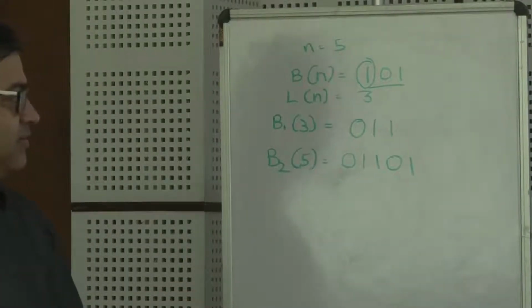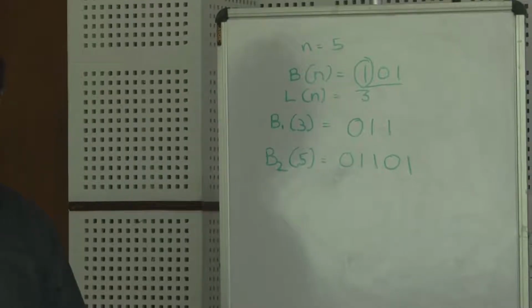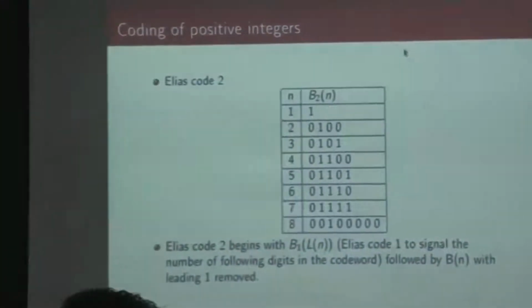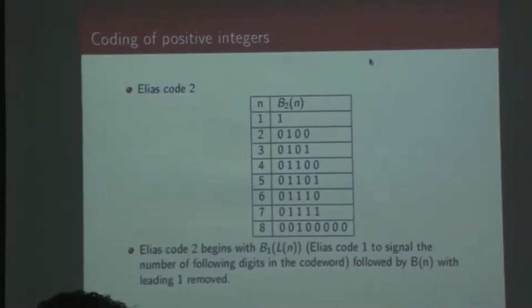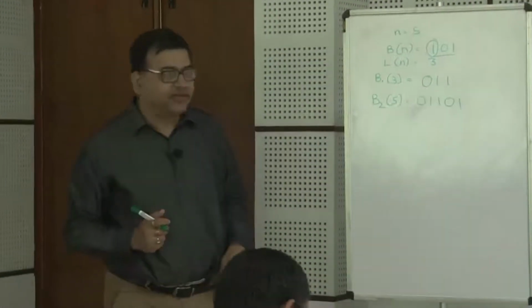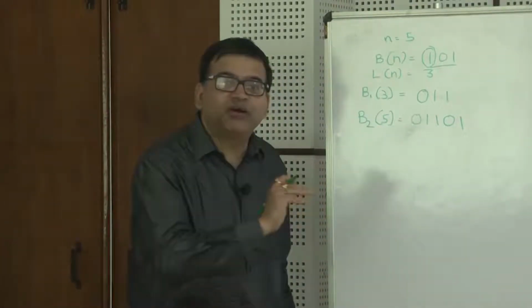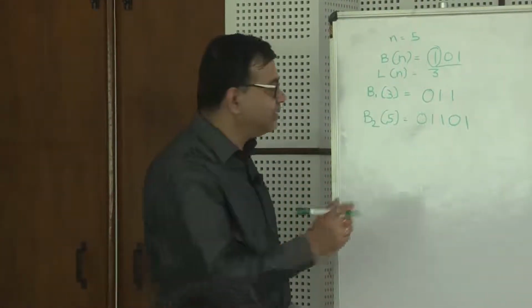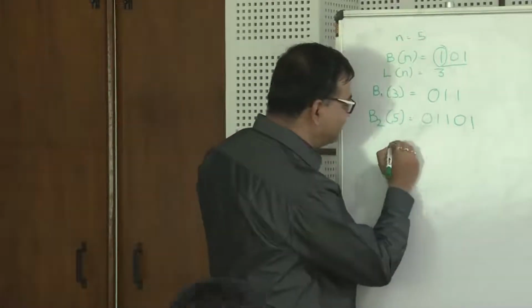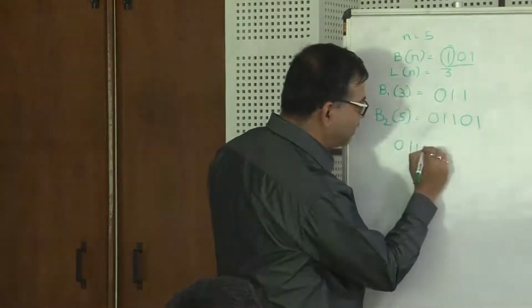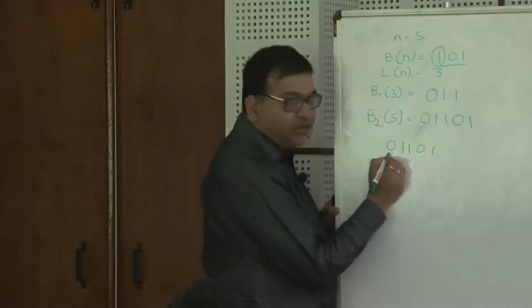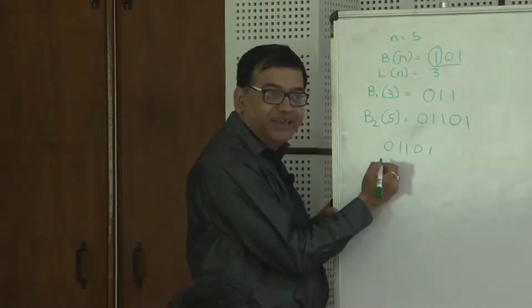You can see 0 1 1 0 1. Now, how will the decoder figure out that this was 5? It knows the first number is the B1 code of the length. So, once it receives 0 1 1 0 1, it knows the first code is the B1 code of the length.